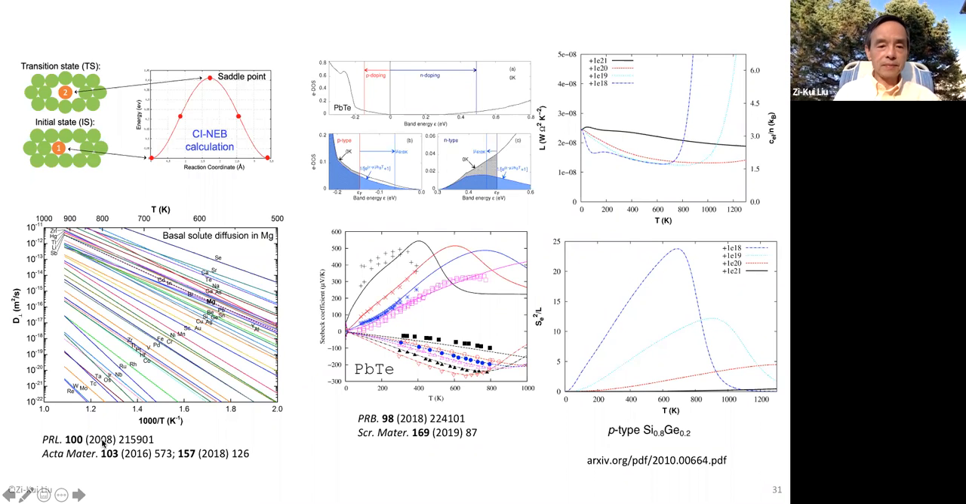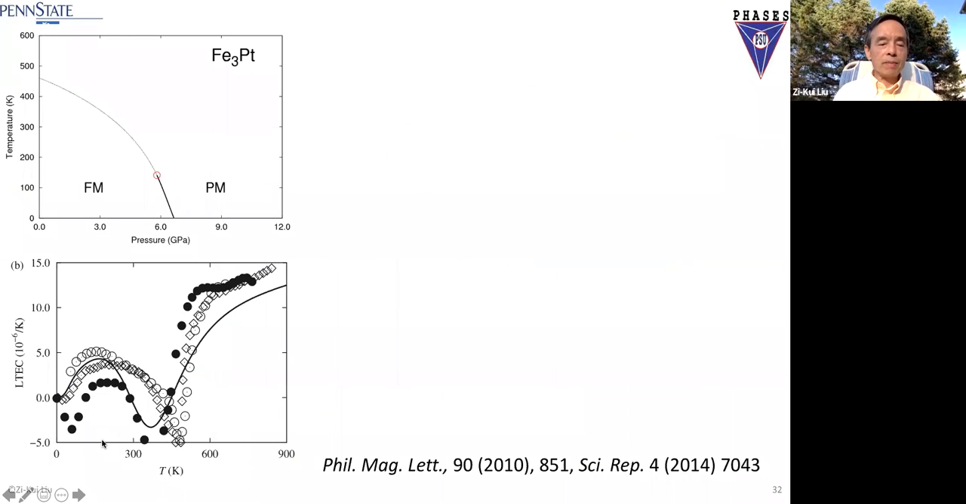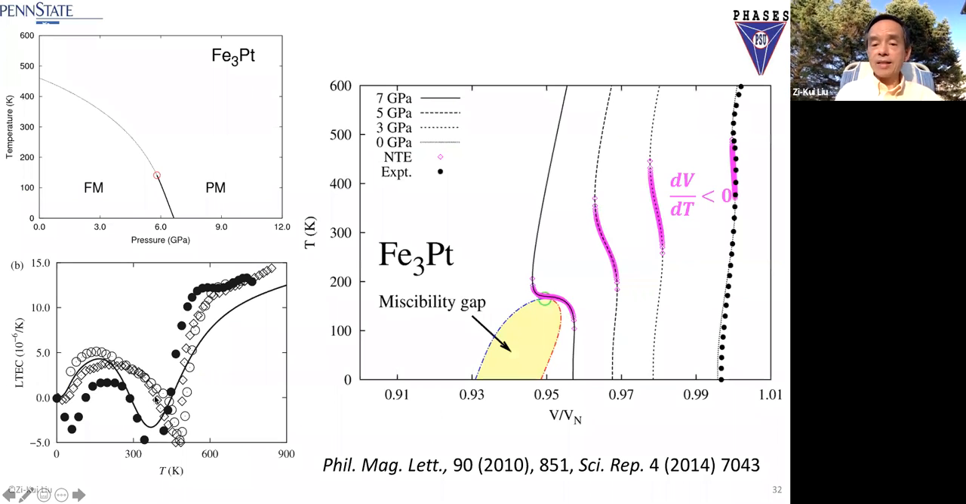And the last slide I want to show is about thermal expansion. This one shows linear thermal expansion for Fe3Pt. You can see it becomes negative in a range, right? So the volume shrinks. Why is that? It's actually completely understood by the temperature-pressure phase diagram, with isobars. This is the fixed pressure plot of volume as a function of temperature. You can see in some temperature range, the volume becomes smaller when temperature goes up. That's actually completely explained by thermodynamics and statistical mechanics.